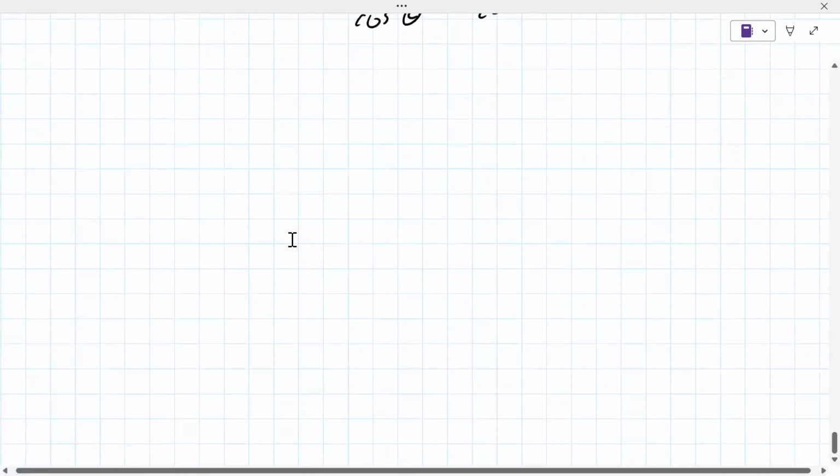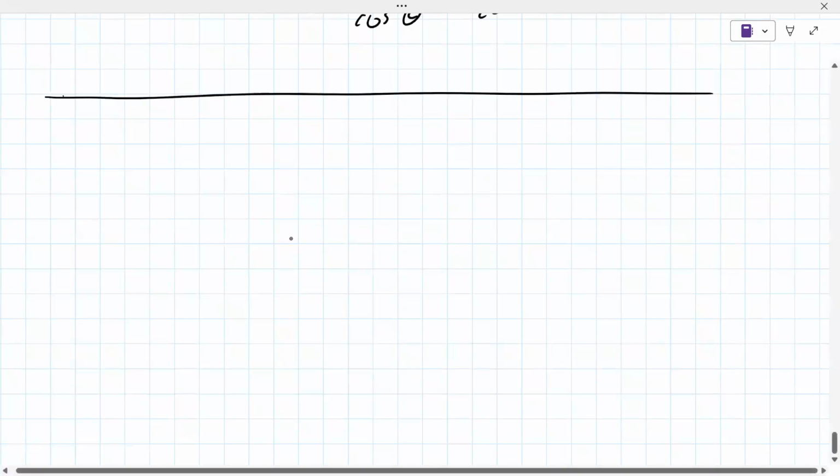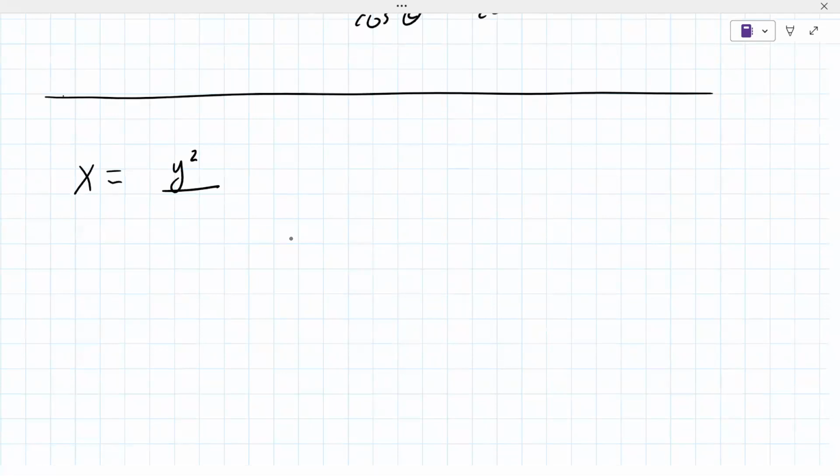Well, not really easier. I mean, they're just the same, slightly different one. But let's do it. x equals y squared over 3. Why don't you try that, please?